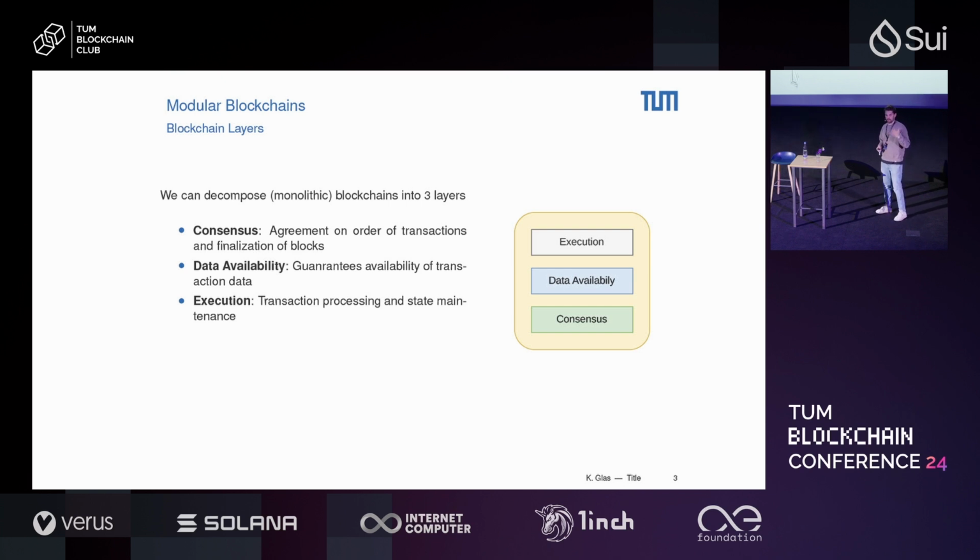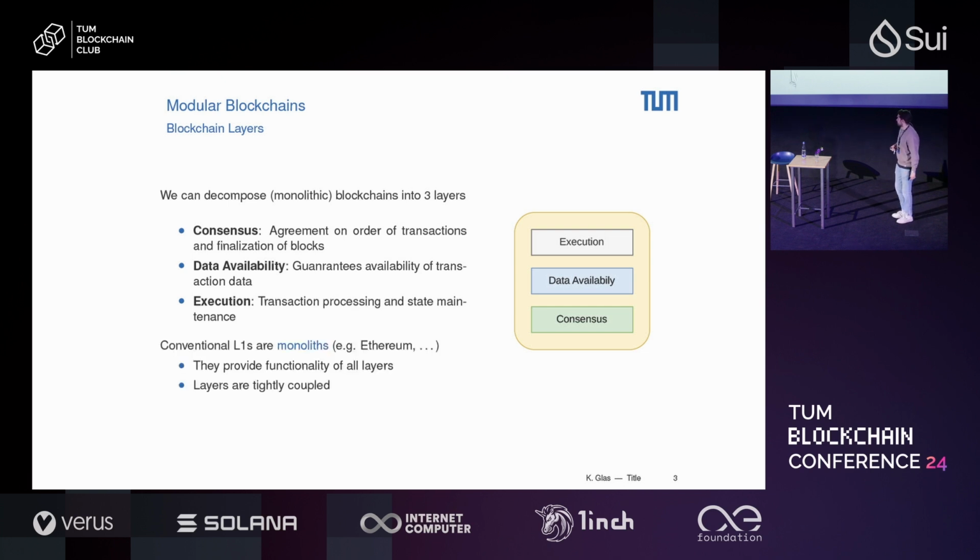This basically guarantees that all transactions are available. This allows us in conventional blockchains to validate the full block history and to get the full block state. And then we have the execution layer. That's where transaction processing happens and also where the state is maintained. On Ethereum, this would be the EVM.